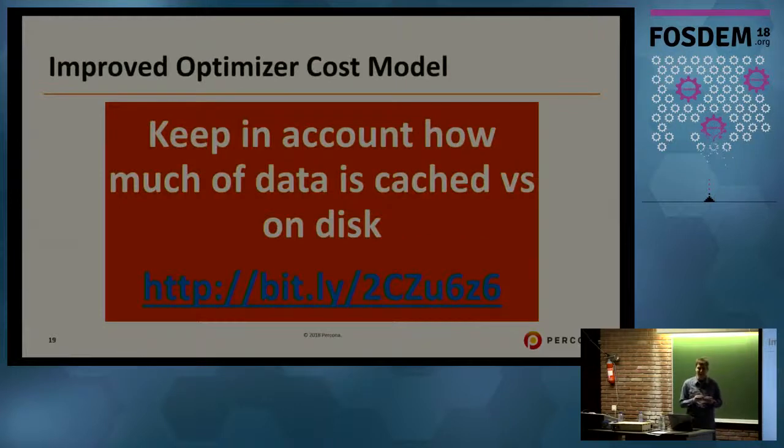Another improvement in the optimizer is an improved cost model, which allows, for example, to keep account of how much data is cached versus not, right, which you have to fetch from disk. Here's a link to a blog post with more information, but in general that can be very important to get better execution plans for some workloads.